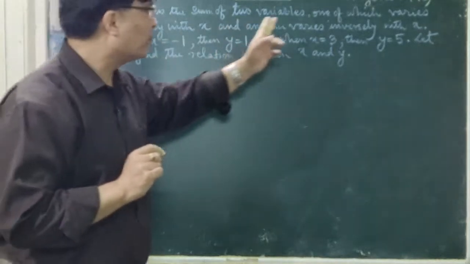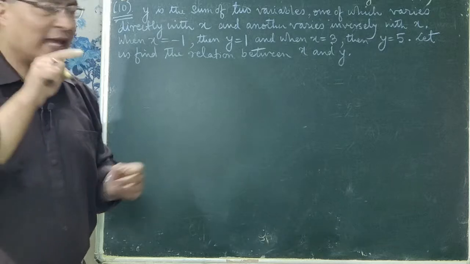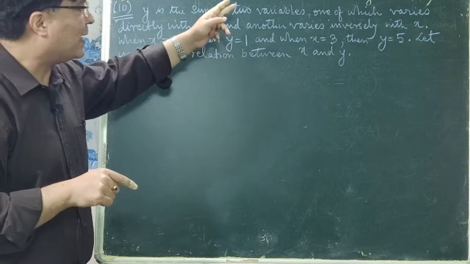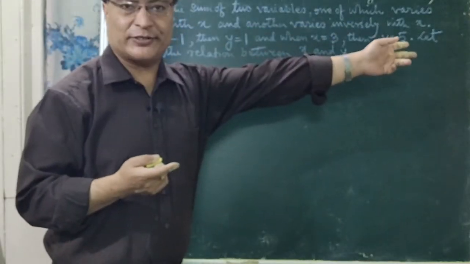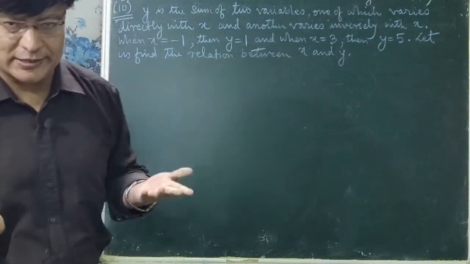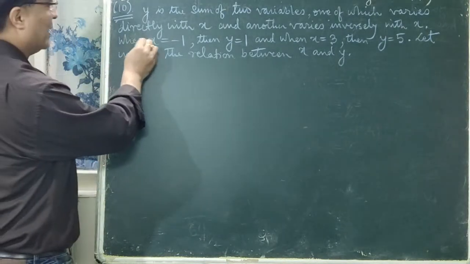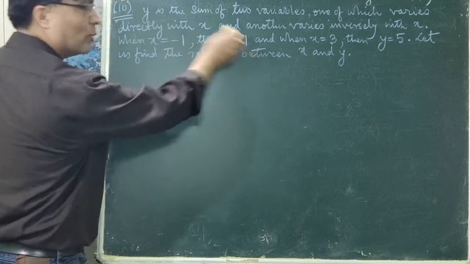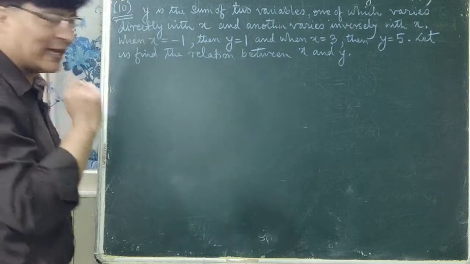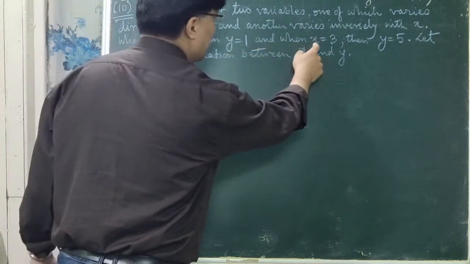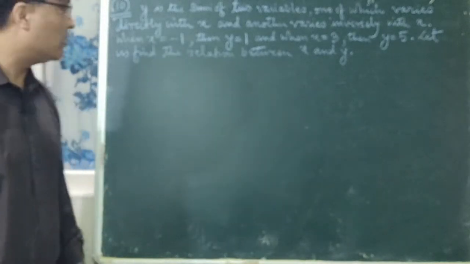Now one of which varies directly with x, that is, a varies directly with x, and another, b, varies inversely with x. That is the relation. Now it is given that when x is equal to -1, then y is equal to 1. And also, when x is equal to 3, then y is equal to 5.